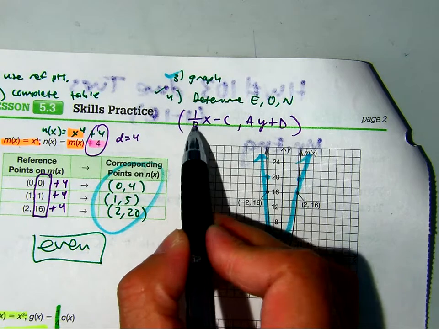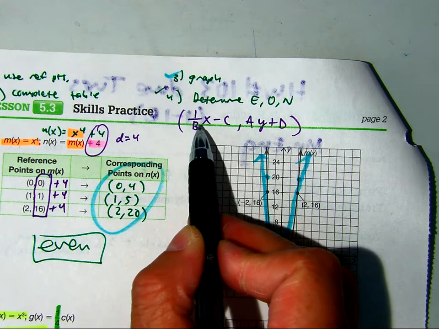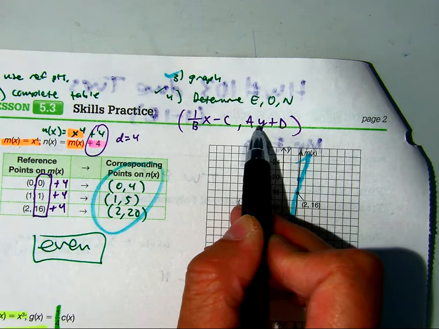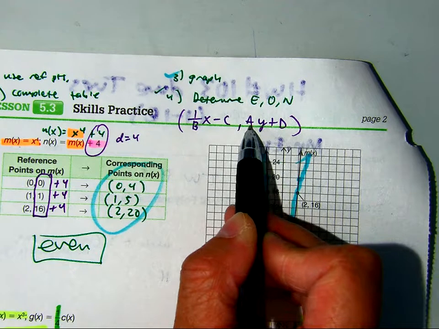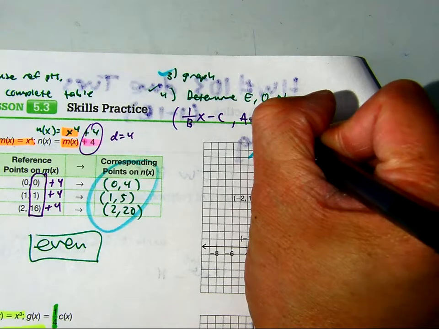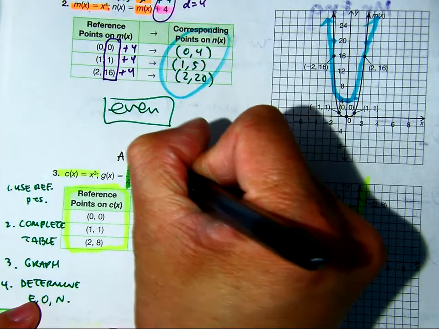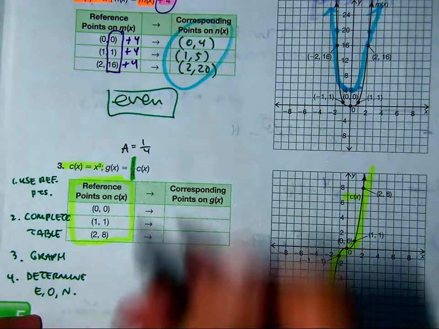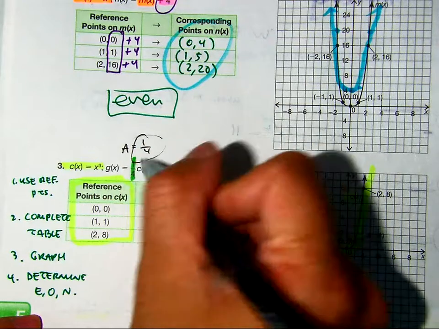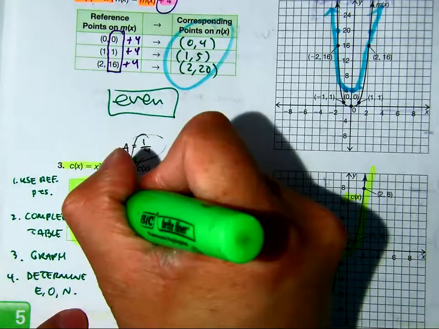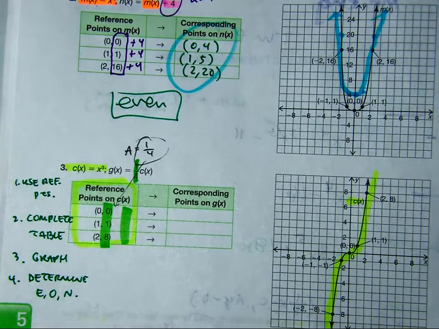So we have an A value. I know it's an A value because it's on the outside, and then A values affect the Y coordinates. In this case, we have multiplication. So let's write that. A equals 1/4. And basically we're going to multiply by 1/4, just on the Y coordinates. So let's multiply by 1/4.